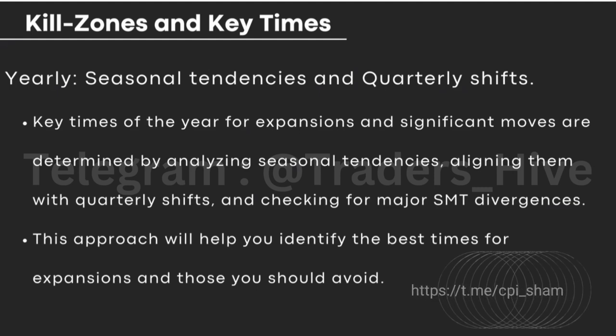Just like I told you earlier, for a yearly range, you're going to use concepts like seasonal tendencies and quarterly shifts. Key times of the year for significant moves and expansions are determined by analyzing and using seasonal tendencies, and then aligning them with quarterly shifts and checking for major SMT divergences, right? I've made a separate chapter on this process, so you should watch that for a better understanding of it. And with this approach, you'll be able to identify the best month inside the yearly range for expansions and significant moves.